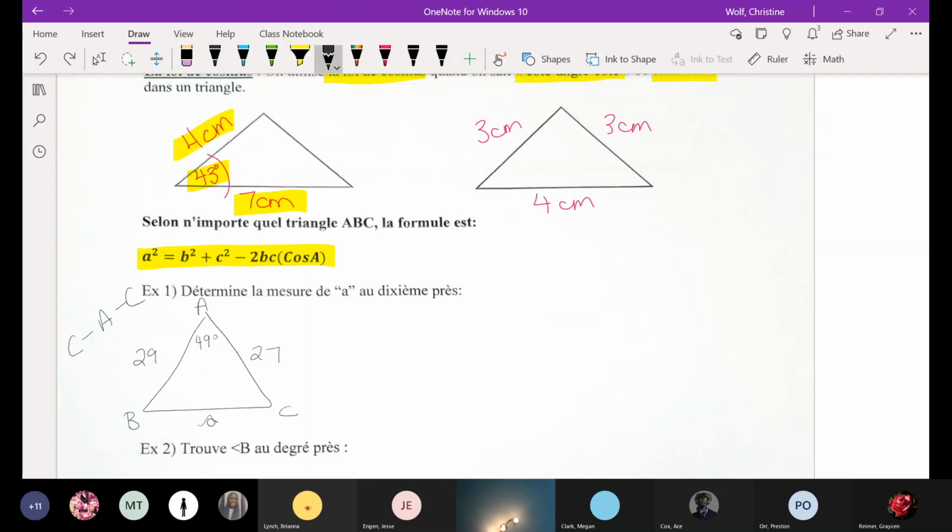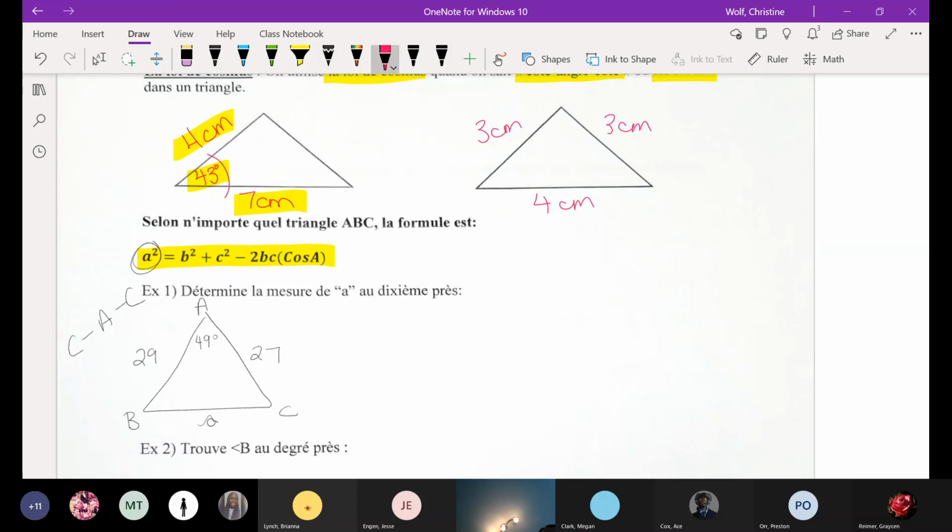OK. So, je prends la formule. La formule dit que je commence avec A carré. OK? So whatever side you're looking for, if you're looking for A, it'll be A squared out front, okay? If you're looking for B, it would be B squared out front. If you're looking for C, it would be C squared out front. So I'm just going to write the other versions of the formula too.